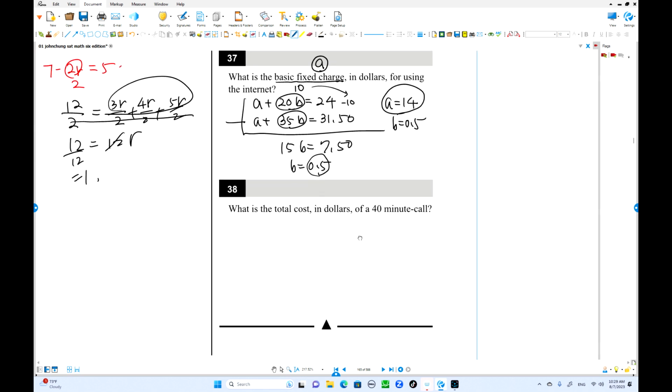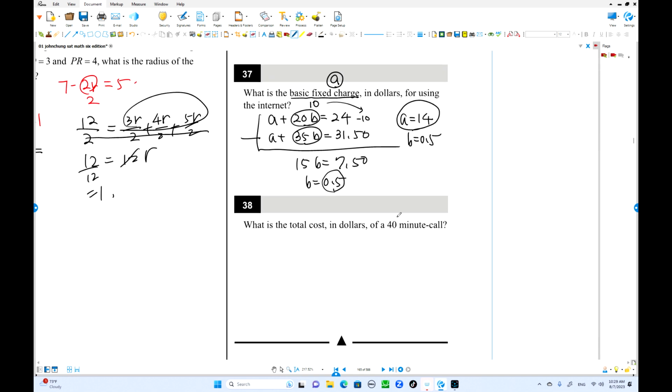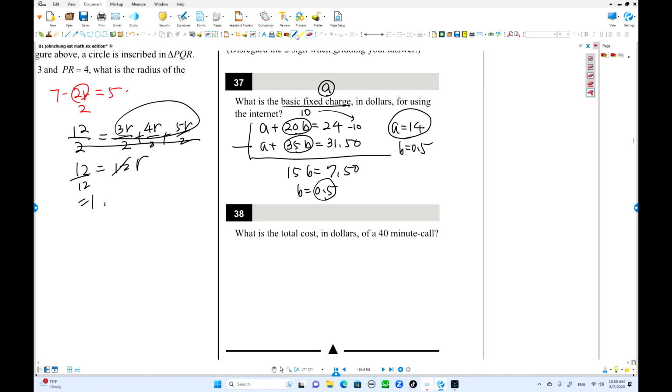Right, number 38. What is the total cost of a 40 minute phone call? Okay, the basic charge will be $14, and 40 times $0.5. How much is the total here? 14 plus 20, right? This is 20. The total is what? $34. Okay, that's the answer.